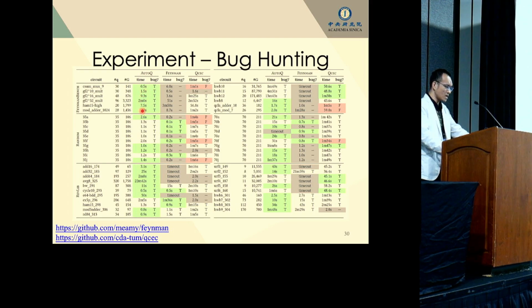The green color means that our approach has the advantage. And the largest example in which we managed to find a bug is actually a 300-qubit circuit with roughly 1,000 gates here. So this is an example to show that it's promising empirically also.